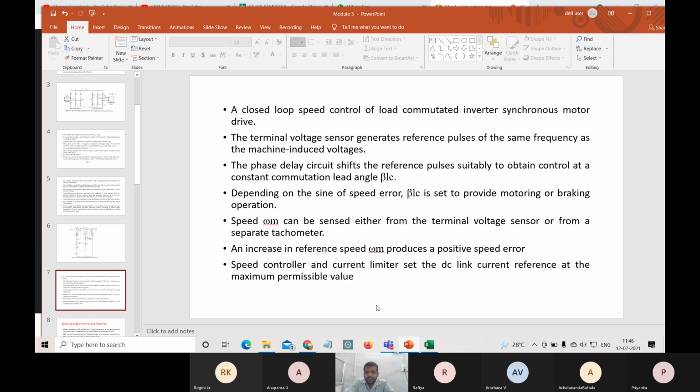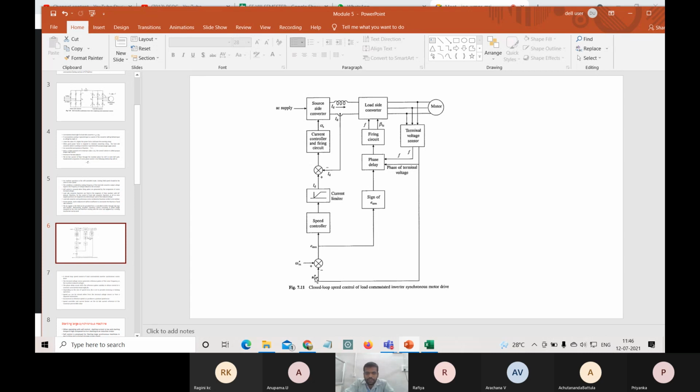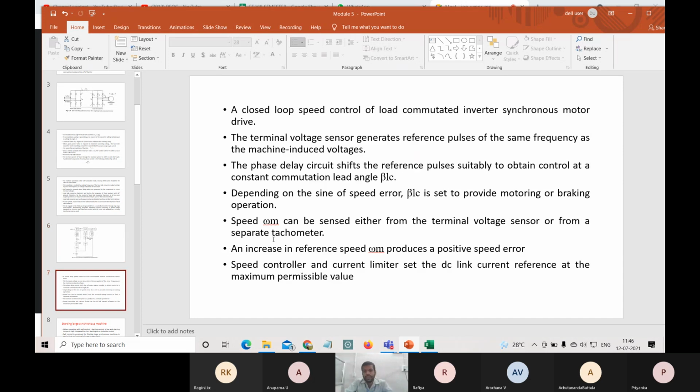And here an increase in reference speed omega m produces a positive speed error. If you keep on increasing, the speed error will be positive. If you keep on decreasing, the speed error will be negative. So that's what I said here. An increase in reference speed omega m produces a positive speed error. Similarly, a decrease in reference speed omega m produces a negative speed error.